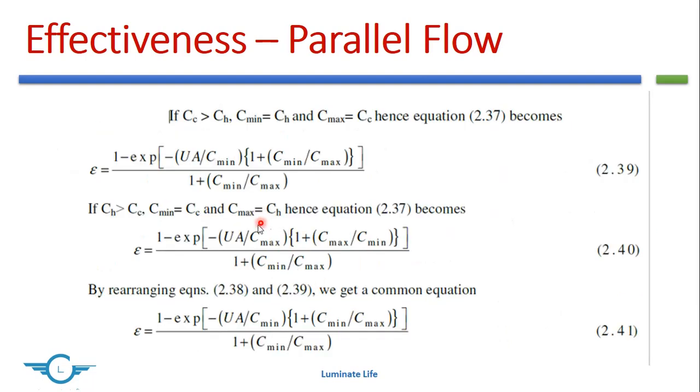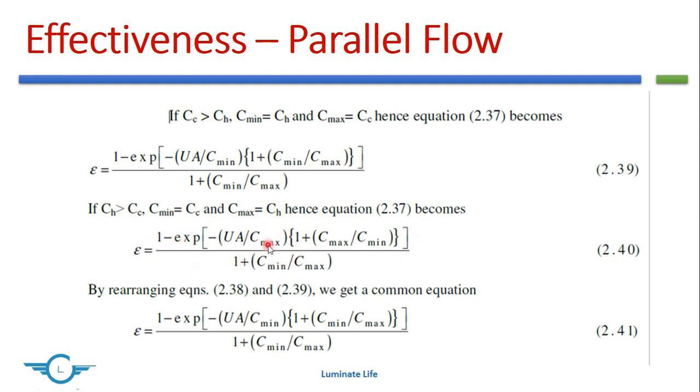Okay, so there can be two cases. When Cc is greater than Ch, what will happen? Cc will be the Cmax value and Ch will be the Cmin value. So that is being substituted in the previous equation. The equation turns out to be like this. Now there can be a second criterion where Ch is greater than Cc, then Cmin will be Cc and Cmax will be Ch. So you will end up with an equation like this.